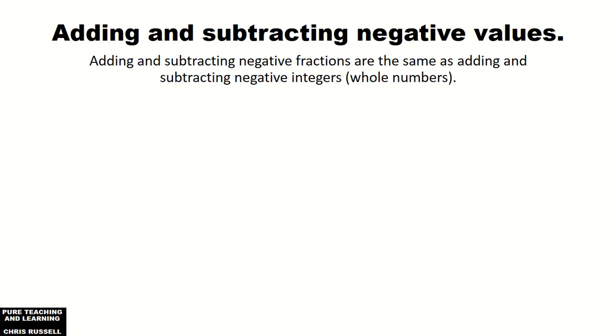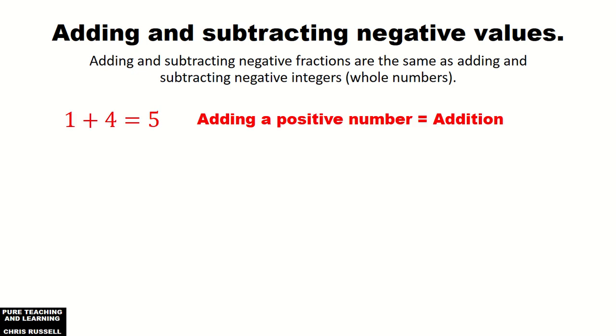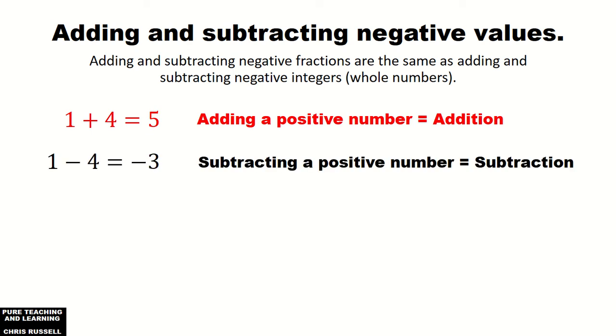Adding and subtracting negative values. Adding and subtracting negative fractions are the same as adding and subtracting negative integers or whole numbers. For example, 1 add 4 equals 5. So adding a positive number is basically addition. 1 subtract 4 equals negative 3. So subtracting a positive number equals subtraction. Please note that the 4 is a positive value.